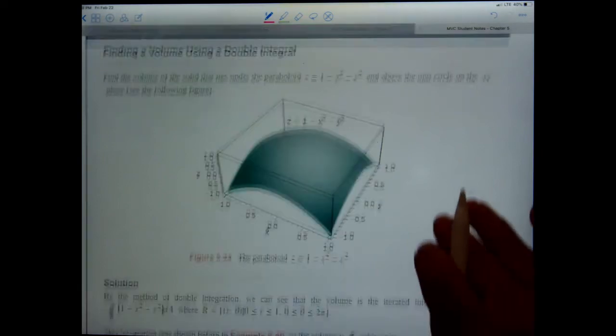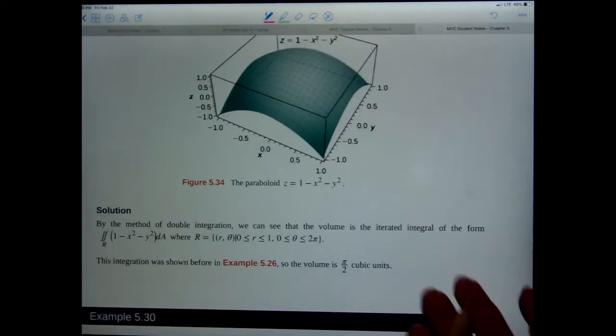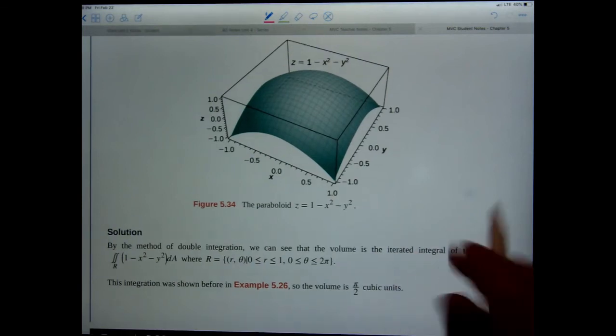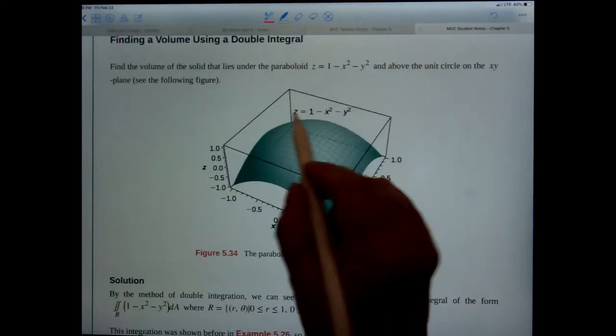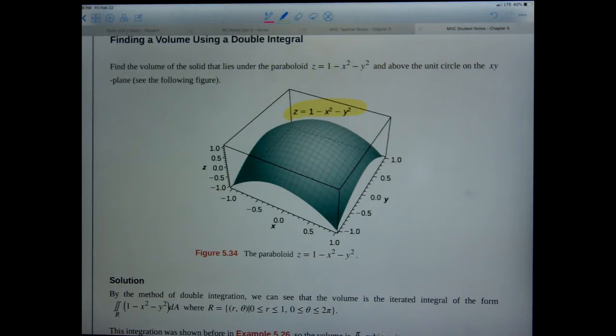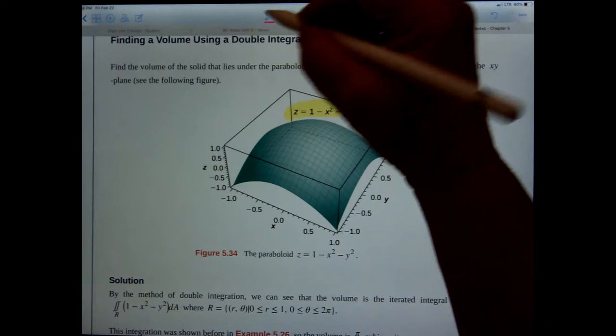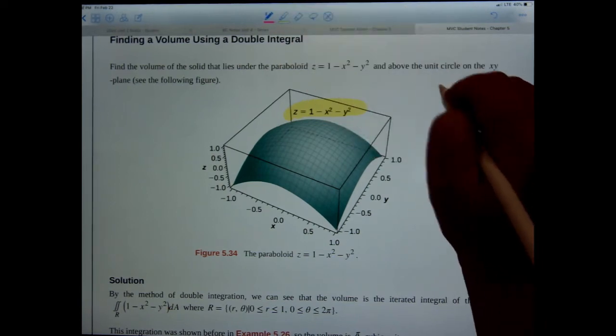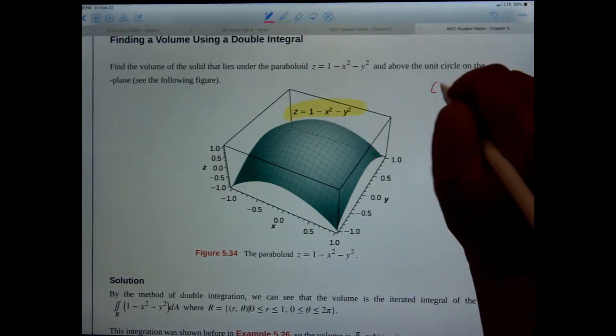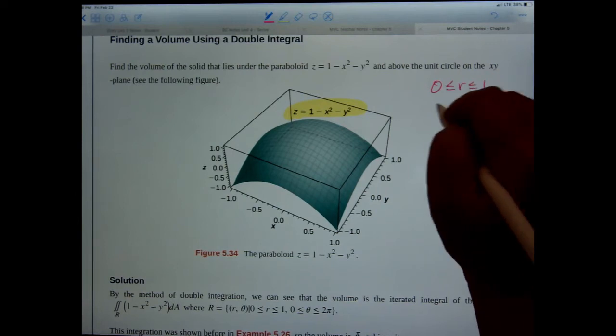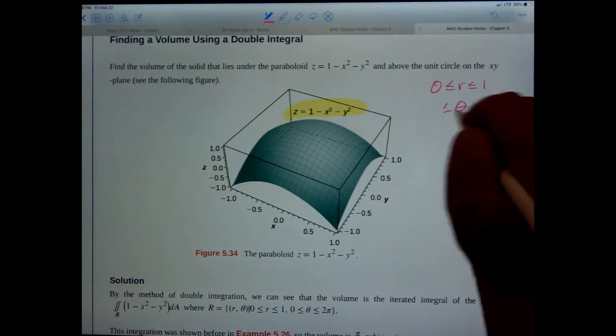Okay, so now we're going to just say this equation here is what we're integrating. That's the equation we're integrating. Are y'all listening? And it's above the unit circle. So, Libin, you told me the answer to this last time. What are the r's for the unit circle? 0 to 1. 0 is less than or equal to r is less than or equal to 1. And theta is between 0 and 2 pi.